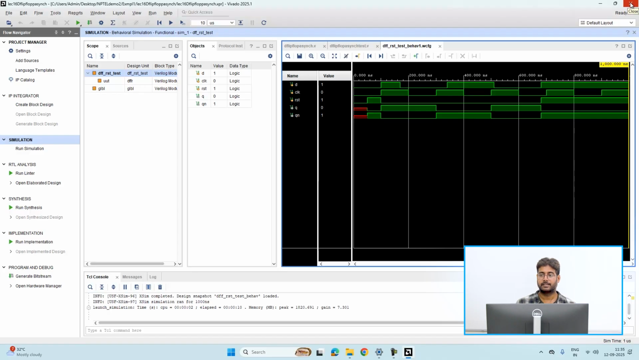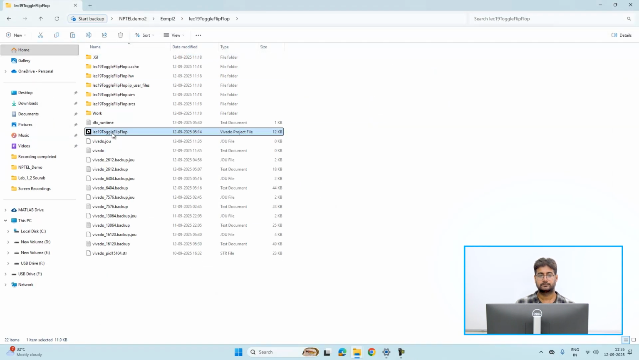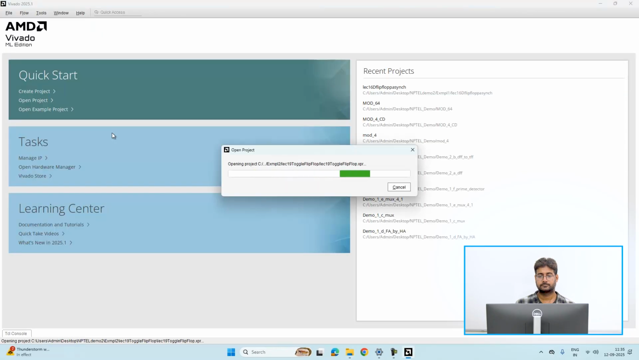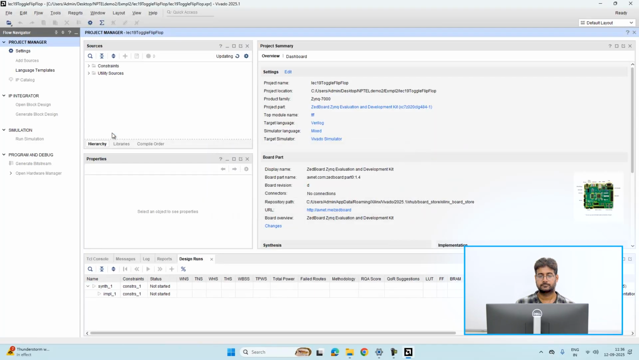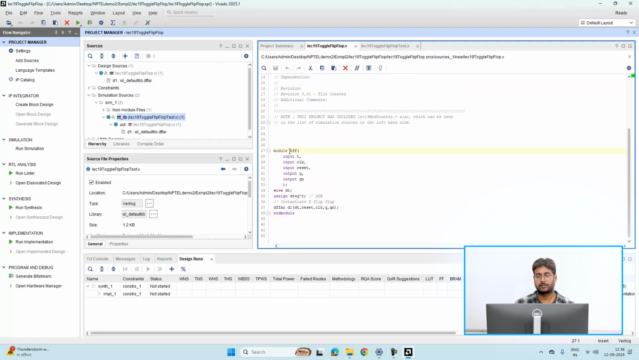Now we will move on to the next example, which is of a toggle flip-flop using instantiation of a D flip-flop. This is the source code for the toggle T flip-flop. Input T, that is data. Other inputs are clock and reset. Output is Q and Qn. Then a wire is defined as dt. Then this dt is assigned the value of Q XORed with T. Q is the output of the instantiated D flip-flop.